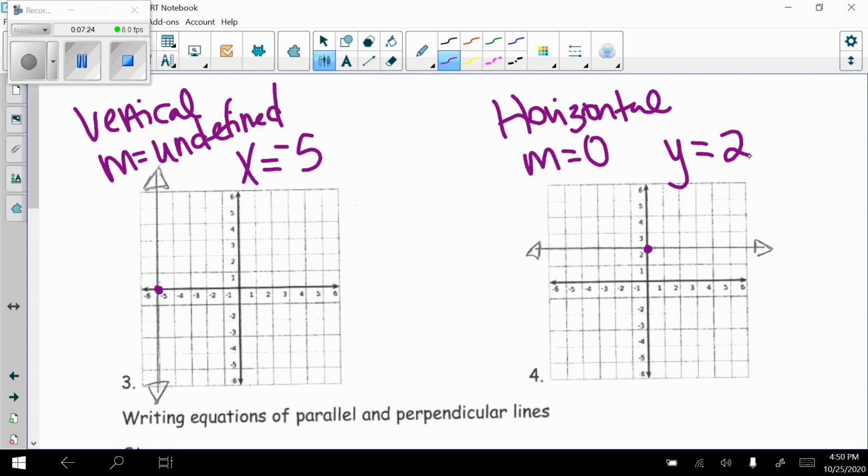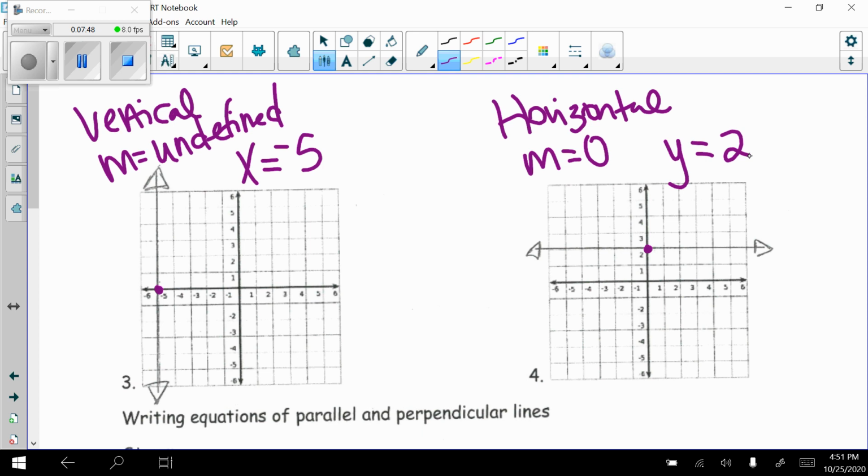Those two types of questions should be very quick and easy questions come test day. Please memorize those. I cannot stress that enough. You must memorize vertical lines have an undefined slope and only have an x in their equation. Horizontal lines have a slope of 0 and only have a y in their equation.